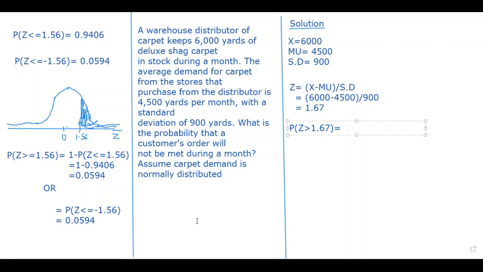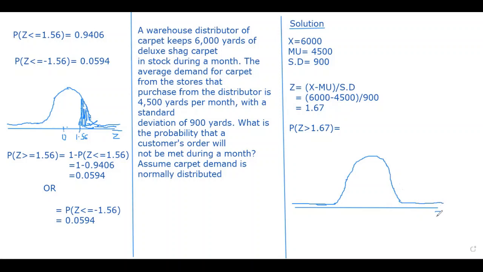You get it? So this one is greater than, because if a customer demands 6,500 yards, you cannot deliver, because what you are having is less than what was demanded. If the customer demands 5,000, you'll be able to provide, because you are having 6,000. 4,000 you'll be able to provide. 3,000 you'll be able to provide. 6,002 you'll not be able to provide. 7,000 you'll not be able to provide.